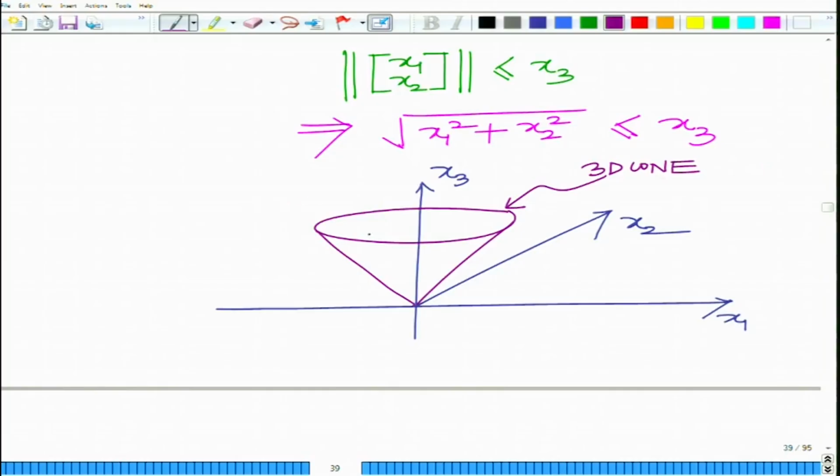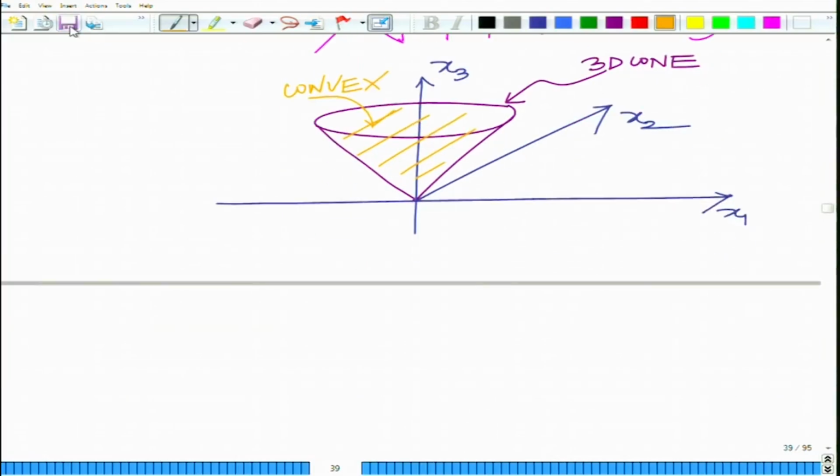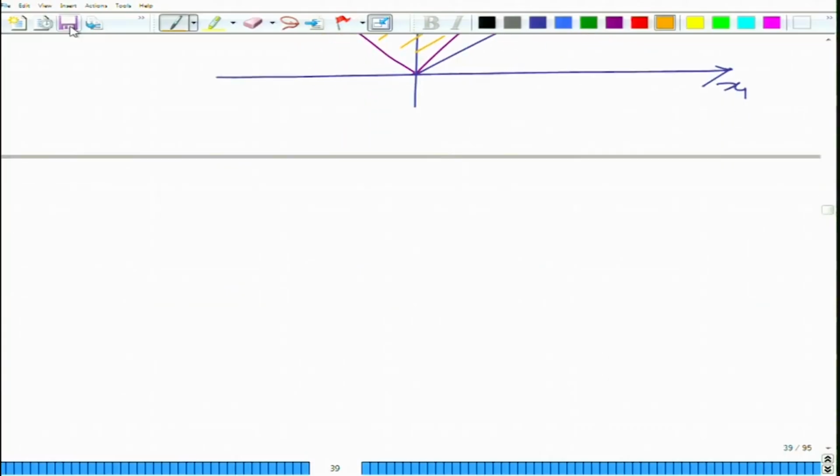And you can clearly see that if you look at the interior of this cone, this region is convex, and it is also reasonably easy to show that the cone is a convex region. And in general, now you get the idea.